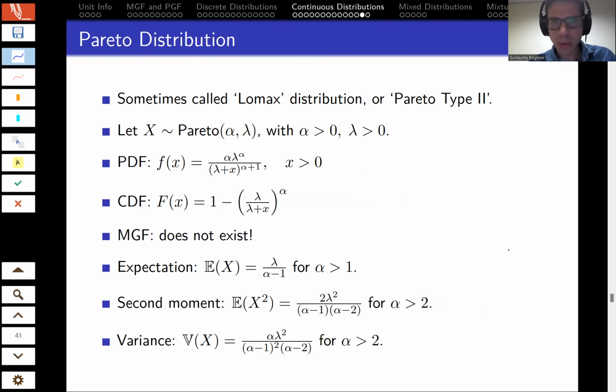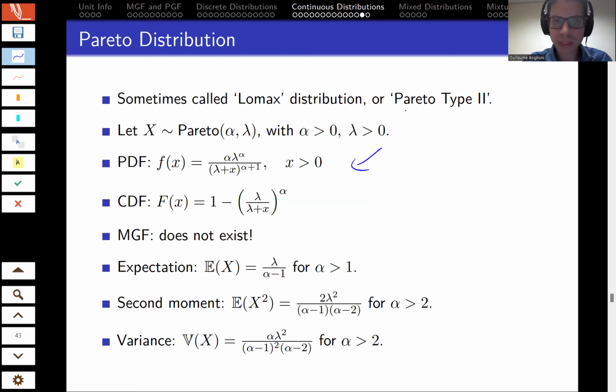Now I believe that's the last distribution in those slides. It's called the Pareto distribution. Now, just a comment: many distributions might be called Pareto. So there's many types of Pareto. What we will call Pareto is the one that we present here.